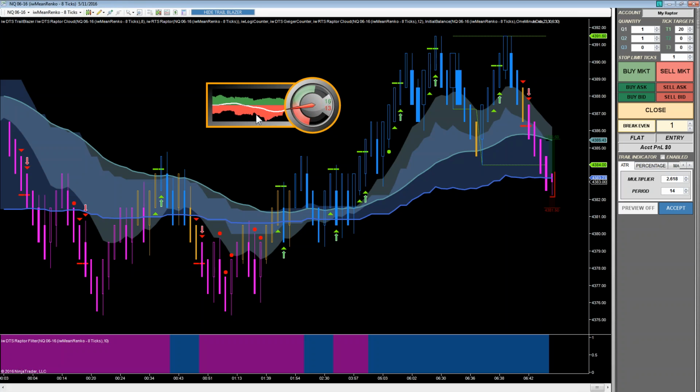So the Geiger counter is composed of this tape reader so that you can see the history. It also has this needle which will turn red when the selling is especially strong, white when it's relatively neutral, and green when the buyers are a little bit stronger.